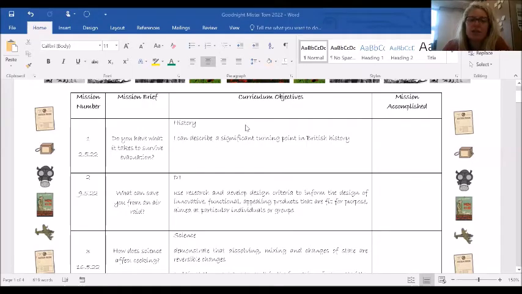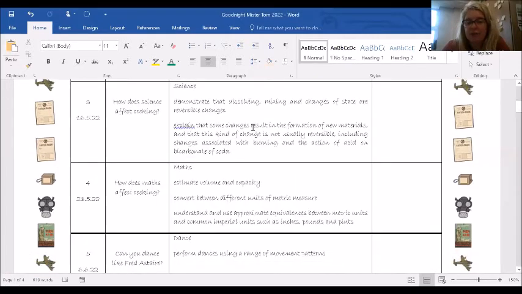So our first mission is based on history. It's about evacuation, which is where Goodnight, Mr. Tom starts. So our missions go alongside Goodnight, Mr. Tom. So when we learn about something in class, it should link to our reading book as well. Next is DT, what can save you from an air raid? How do science and maths affect cooking?